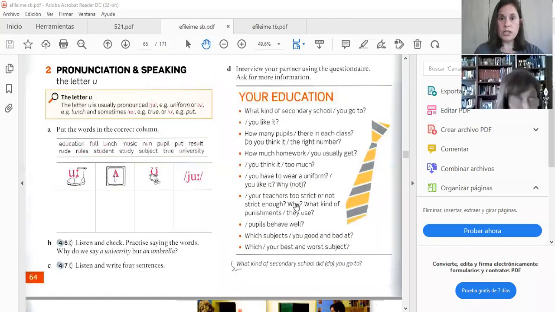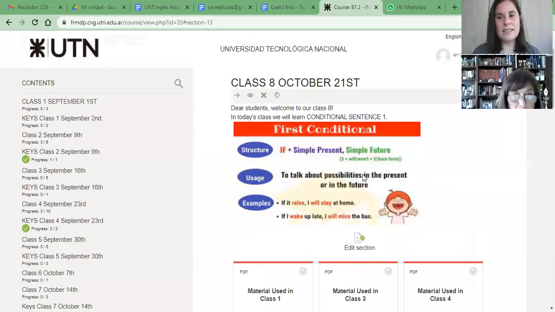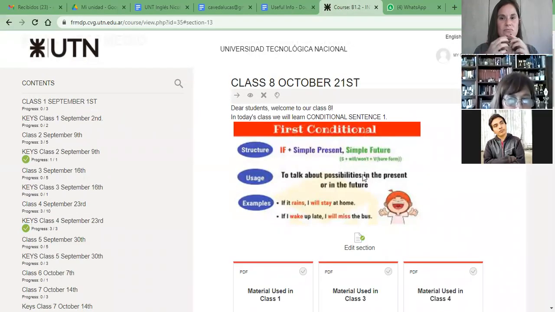Today, I don't know if you could see in campus, we are going to see a new topic, which is first conditional. Usually, do you know what conditional sentences are? Do you have any idea of what a conditional sentence is? One that includes if. And the if includes or presents the condition.